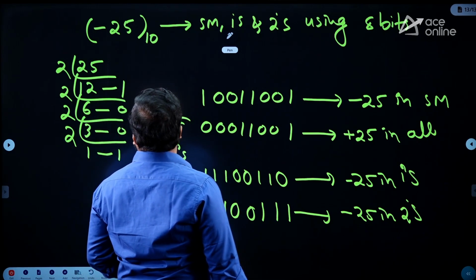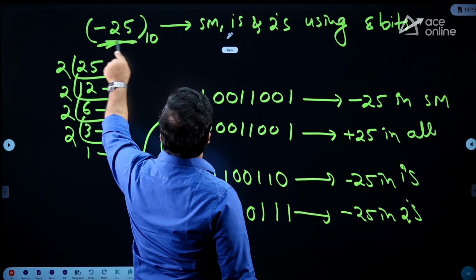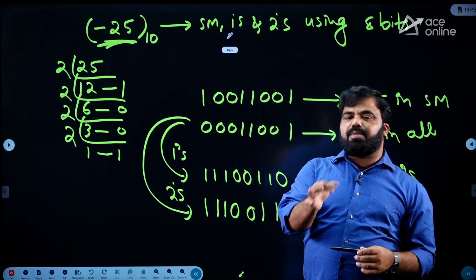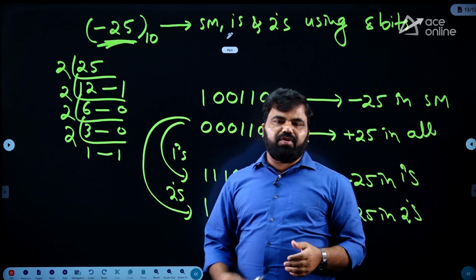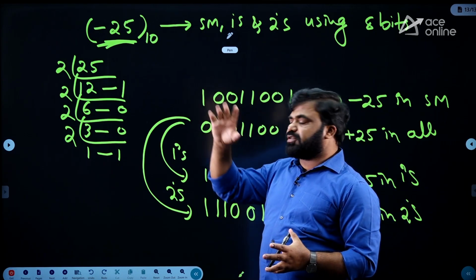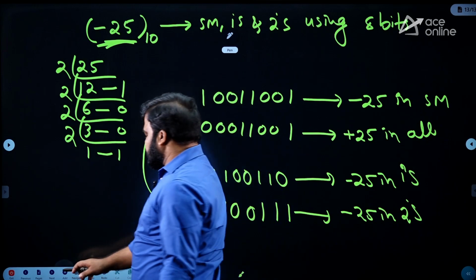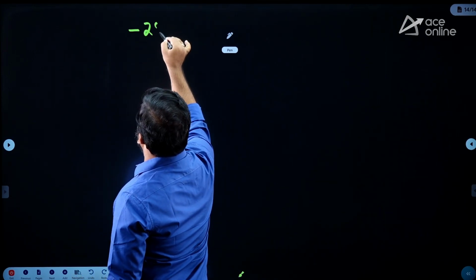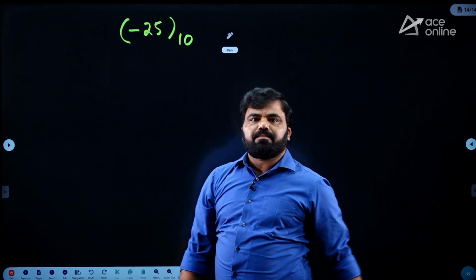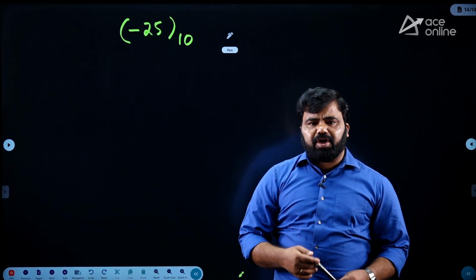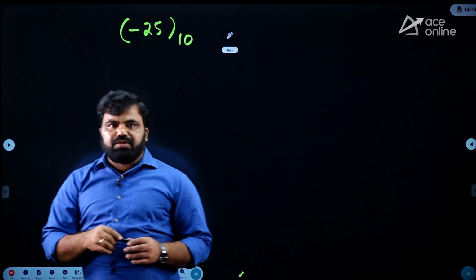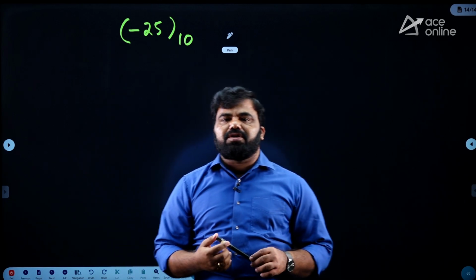Another way is by representing minus 25 in 1's complement and 2's complement representation using the minimum number of bits with weights, and after that extending the sign bit. Let us see. The number is minus 25 decimal. I want to represent it in 1's and 2's complement. Already we have done signed magnitude. So now let us use weights for representing minus 25 decimal.